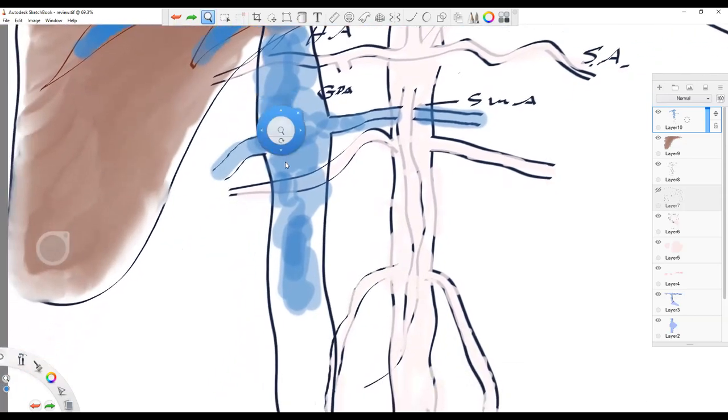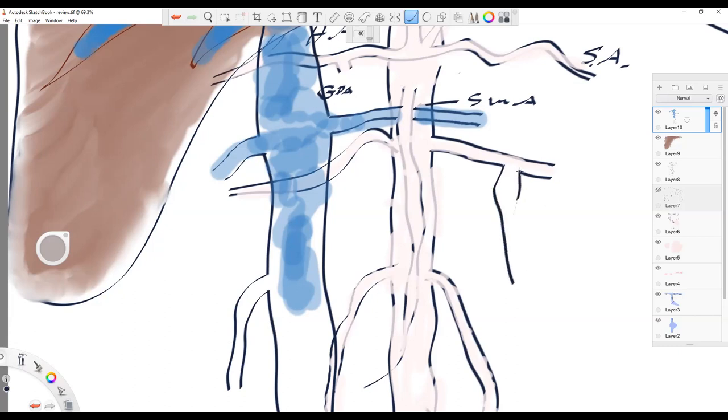Let's see, what else do we have to worry about? Oh, right. We need to add, let's do a couple of erase marks here. One there, and then one here. Oh, dang it, I'm on the wrong level. There we go. So what are these? What are these? They go all the way down. They head down just like this one headed down, right? So this would be the right gonadal vein. And then this one up here, that's the left gonadal vein, right?